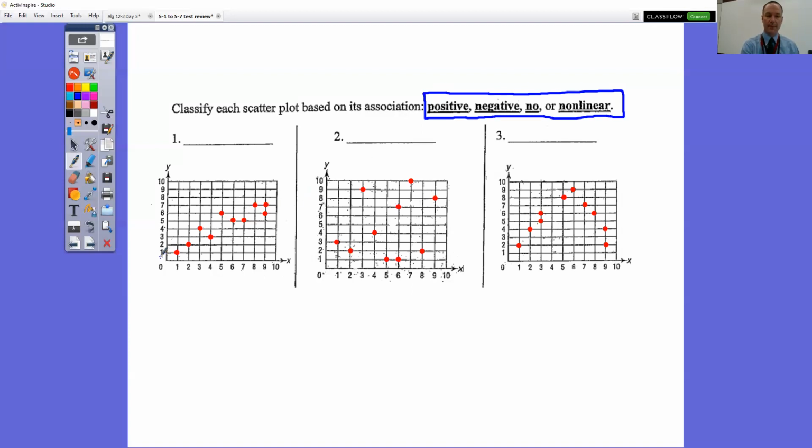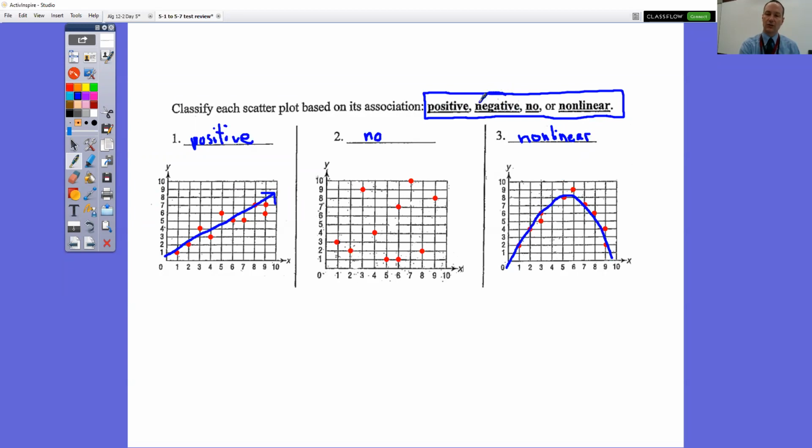So in question number one, as you go from left to right, the dots are going up. Since the dots are going up, this is positive. In question number two, the dots are randomly all over the place. You can't tell if you're going up or down. So this is no. In question number three, the dots are going up, but then they're coming back down. So this is a U-shaped graph. A U-shaped graph, whether it goes up and then down or down and then up, is non-linear.